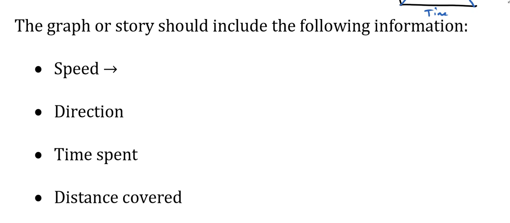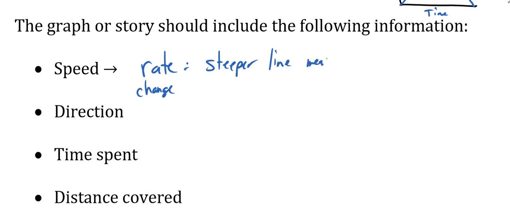You would look for speed, and speed is a rate, like the rate of or the change. Okay, and a steeper line means faster for us. And the speed has 2 parts to it. It's how far you went, but in how much time.